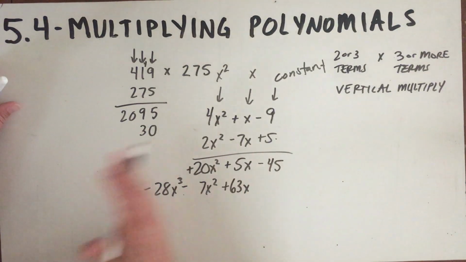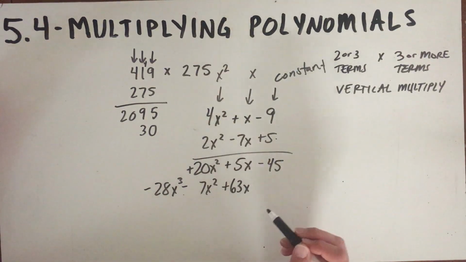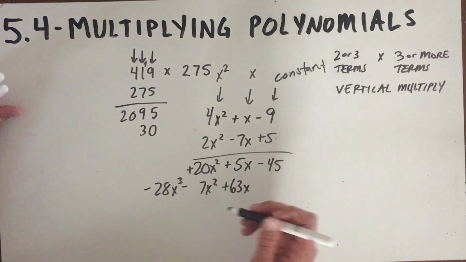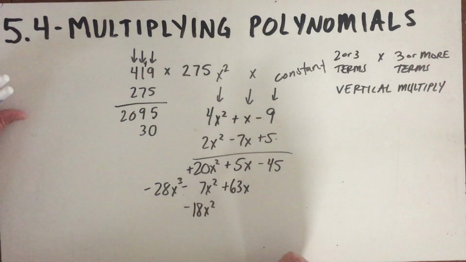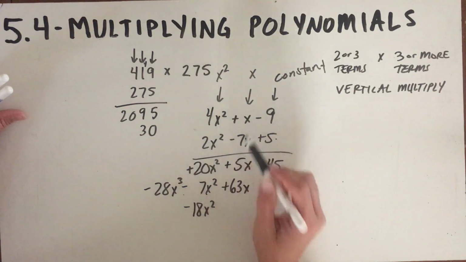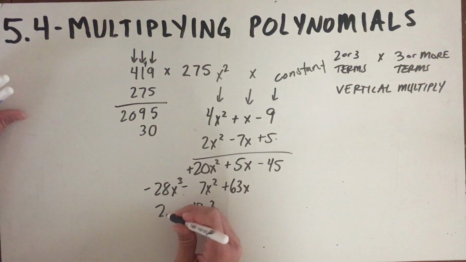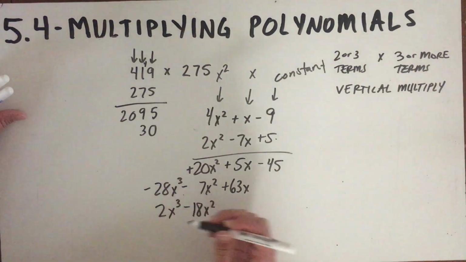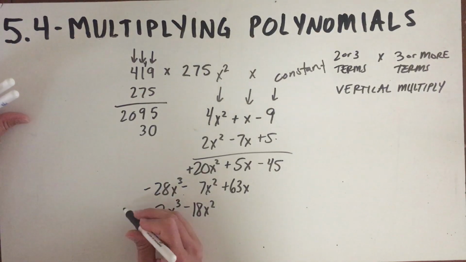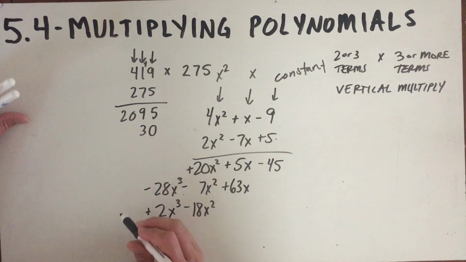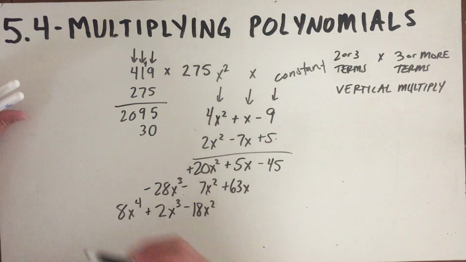And again, I'm just going to keep moving over. So x column, x squared, x cubed. Now I'm going to go to my 2x squared right here. 2 times a negative 9 is going to give me a negative 18, but it's still got that x squared, so I'm putting it in the x squared column. 2x squared times x is going to give me 2x cubed. And then 2x squared times 4x squared is going to give me an 8x to the 4th. So just make a new column.